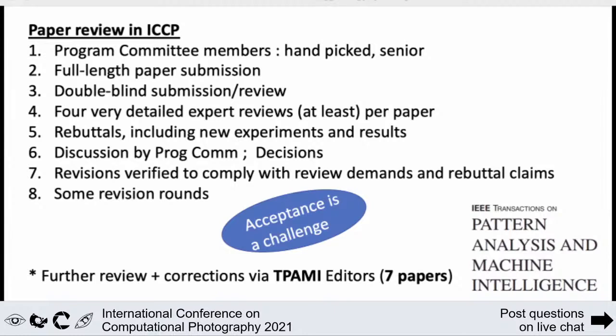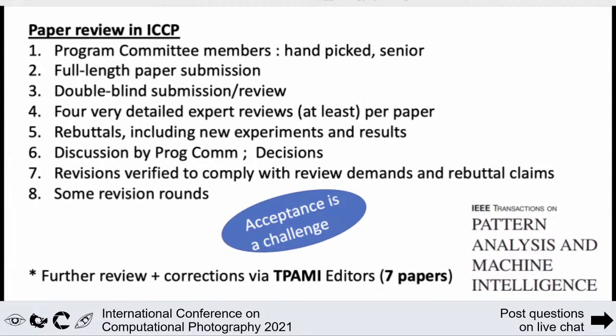One of the things that you see a lot around reviewing across the board in various communities nowadays is that the quality of reviewing is often not high. We really wanted to make sure we had a very high quality reviewing process. So we handpicked the program committee members to be senior, to have had experience with ICCP, and to be very strong contributors in the community. You can go and look at our webpage to see who the program committee members are.